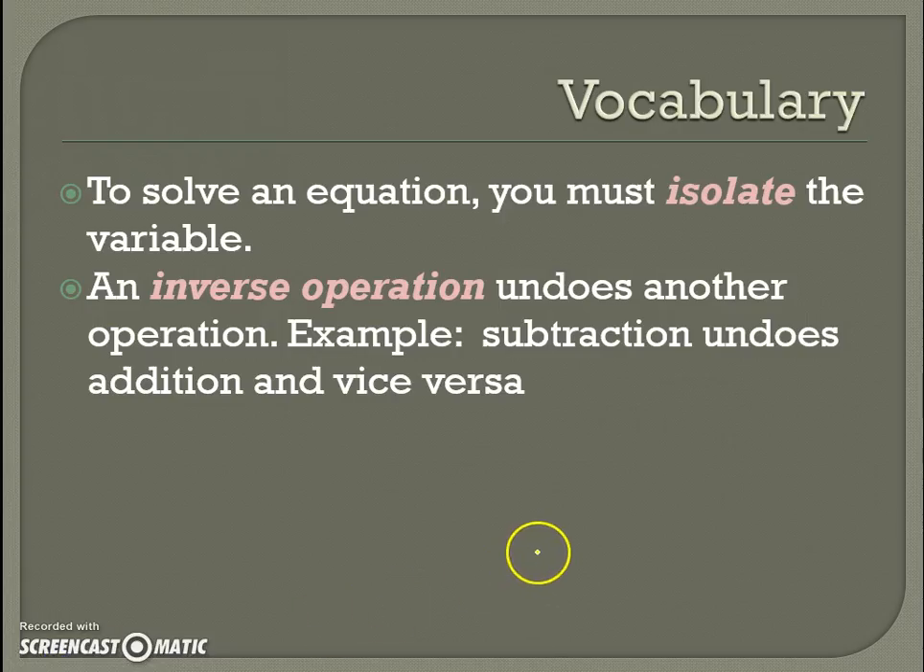Okay, so go ahead and pause and copy these down, your vocabulary. To solve an equation, you must isolate the variable. That means get it all by itself. A solution means that there is a variable all by itself on one side of the equal sign. Inverse operations are ones that undo another operation. For example, subtraction undoes addition and vice versa. Multiplication will undo division. Division will undo multiplication. A square root will undo squaring. Squaring undoes a square root, and so on. These are pretty intuitive for a lot of us, so hopefully you understand that.